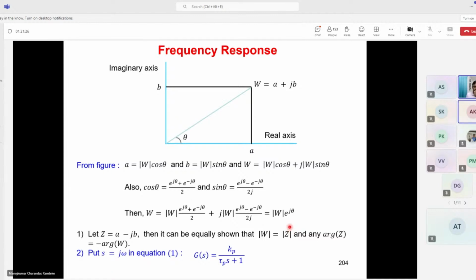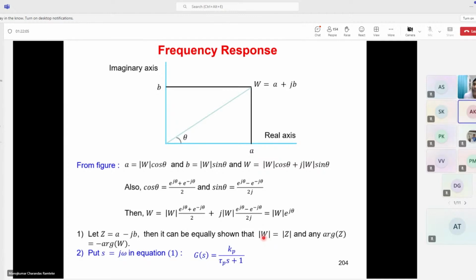Now, let's say I have another complex function, Z, which is given as a minus jb. The only difference is that here a plus jb was there, and here a minus jb is there. Now, in this case, if I find out the magnitude of this Z, what will be the magnitude of this Z? Under root of a square plus minus b square, so minus b square will be just b square. So modulus of Z will be the same as modulus of W. Do you all agree?